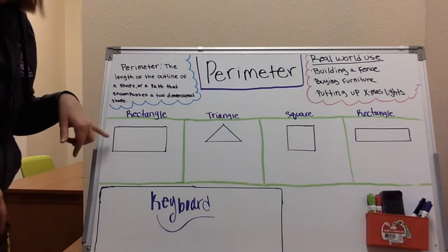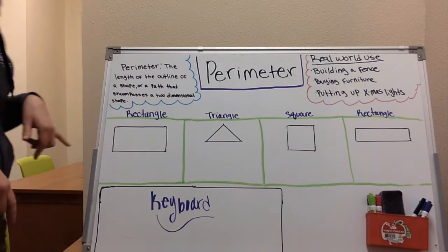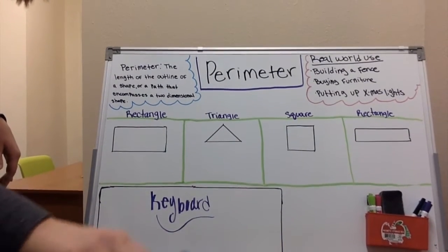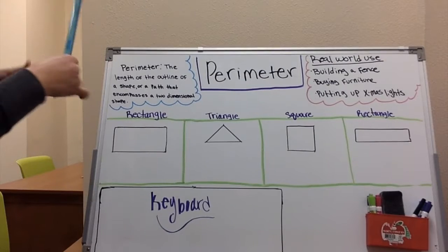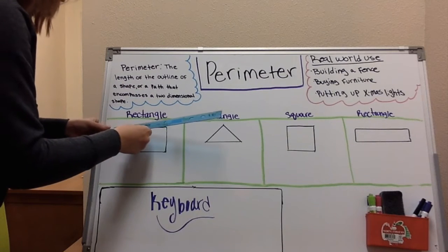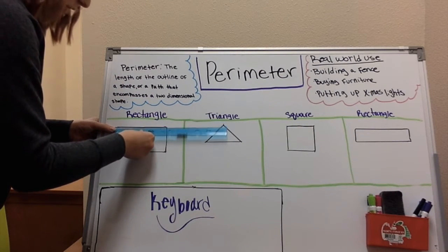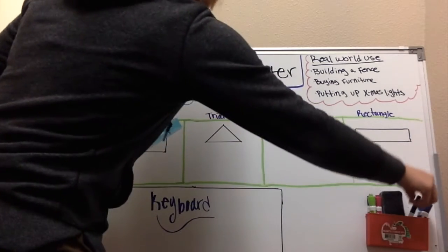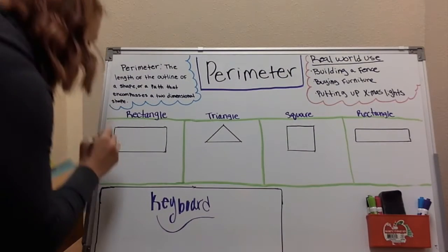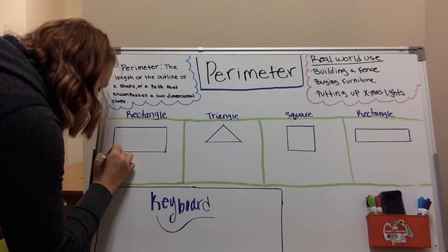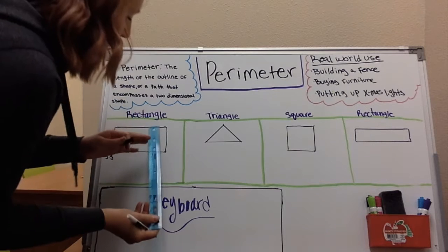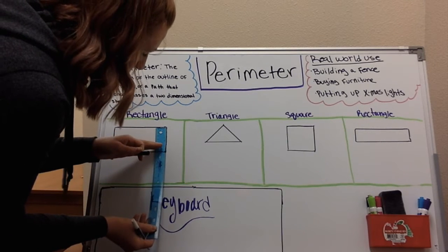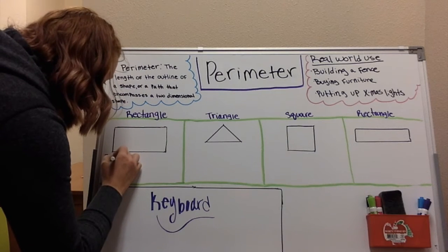So if we look right here, our first shape is a rectangle. And I have my handy ruler right here. We're going to go the inches side. We're going to start right here, and we're going to measure each side. So this side is 5.5, 5.5, 5.5. And this side is 2.5 plus 2.5.